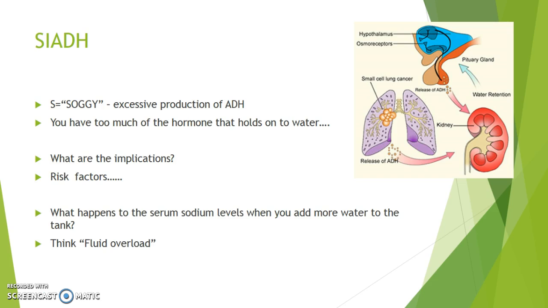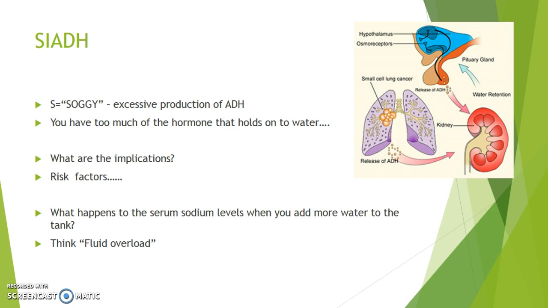SIADH, syndrome of inappropriate antidiuretic hormone: S equals soggy, and it's an excessive production of antidiuretic hormone. So if you have too much of the hormone that holds on to water, think about the physiologic changes. What's going to happen to your osmolality? What's going to happen to your daily weight? What's going to happen to your blood pressure, urine output, all of those things. So think about the implications of that.